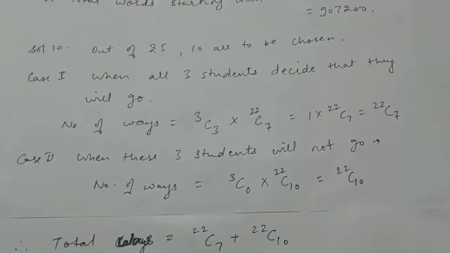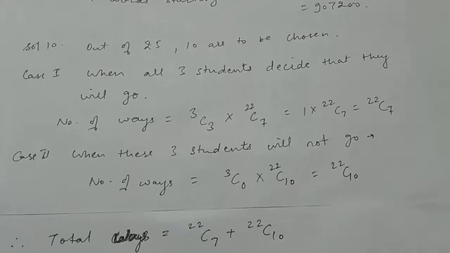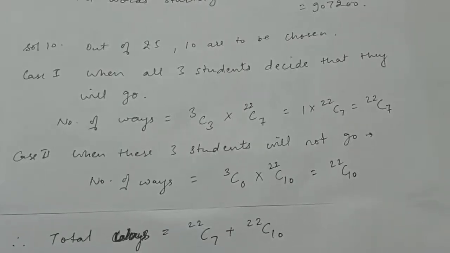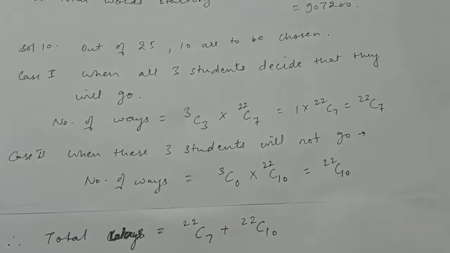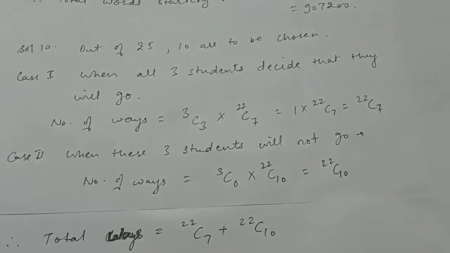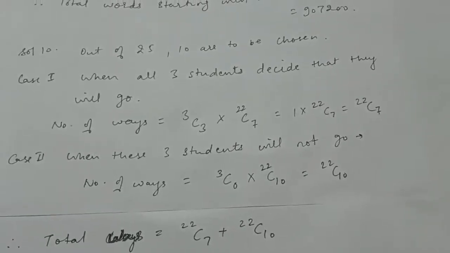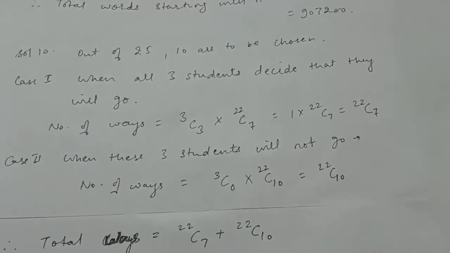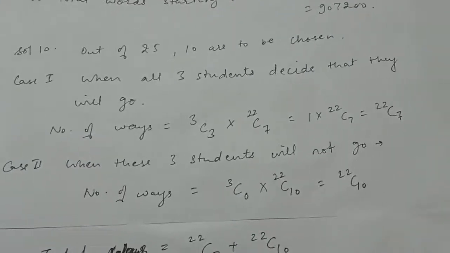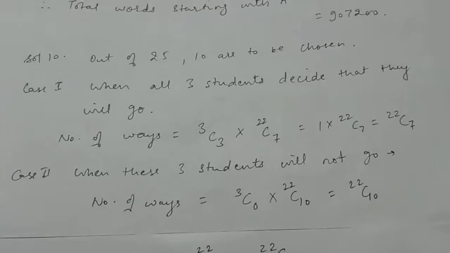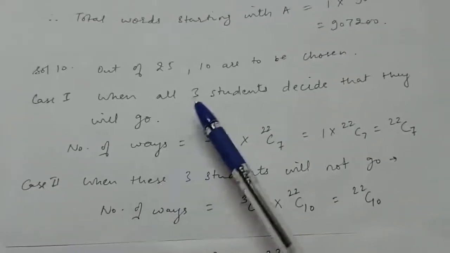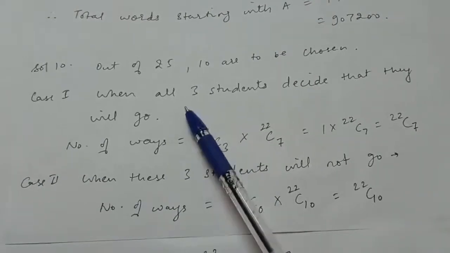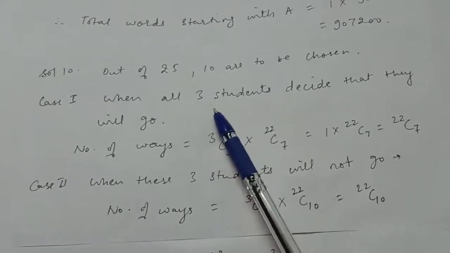Now, question number 10 is: from a class of 25 students, 10 are to be chosen for an excursion party. There are 3 students who decide that either all of them will join or none of them will join. In how many ways can the excursion party be chosen? So see, out of 25, 10 students are to be chosen, right? Now, there are 3 students who decide that either all of them will go or none of them will go.